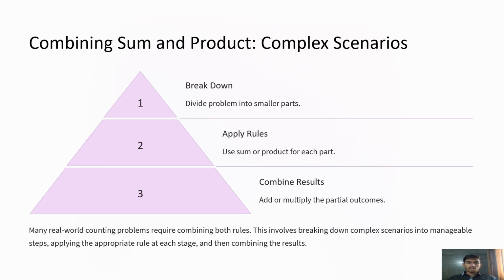The next one is apply rules: use the sum or product rule for each part. For the smaller units we divided, we apply the sum and product rules. Then we combine the results, adding or multiplying the parts that were divided in the first step. When completely combined, they make the solution of the whole outcome. Many real-world counting problems require combining both rules. This involves breaking down complex scenarios into manageable steps, applying the appropriate rules at each stage, and then combining the results.